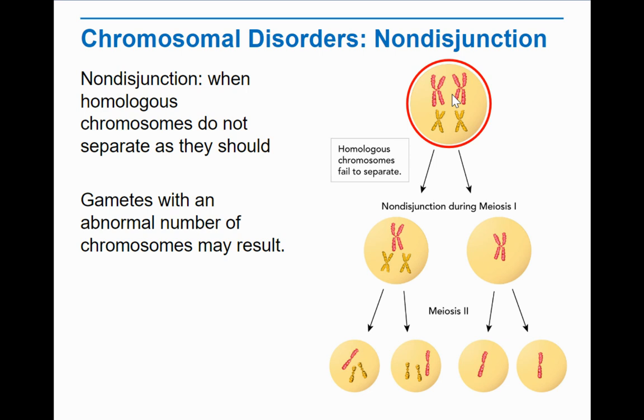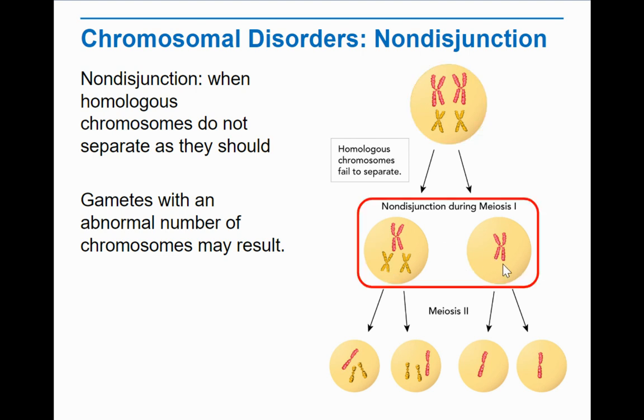And so as we go through non-disjunction, when we have this non-disjunction during meiosis 1, what that means is we're supposed to be splitting these in half so that this set of chromosomes goes to 1 and this set of chromosomes goes to 1. Well, if that split doesn't happen, you wind up over here an extra pair of these chromosomes. And over here, you're missing a pair of chromosomes.